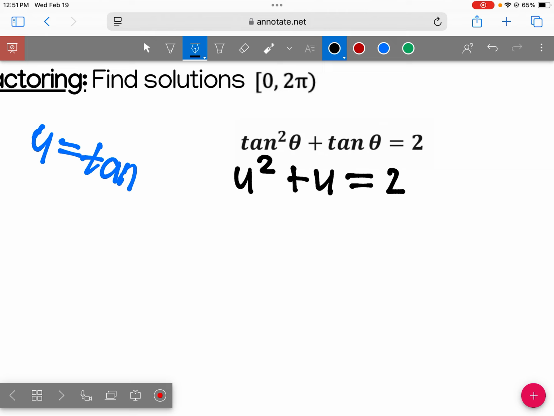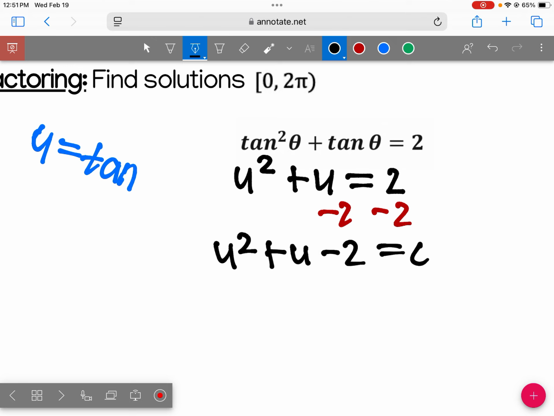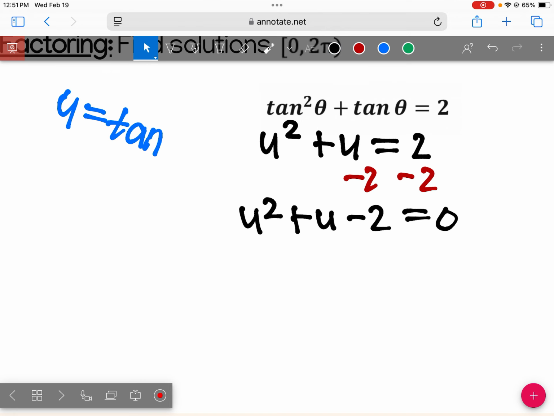So what if I subtracted the 2 and I have U squared plus U minus 2 equals 0? Does that look like anything you've ever done before? Yes. Oh my gosh, it looks like factoring and drawing your boxes and drawing your X's. I don't really want to draw my box for this one since we have an A value of 1. We're going to draw our box on the next one where our A value is 2.